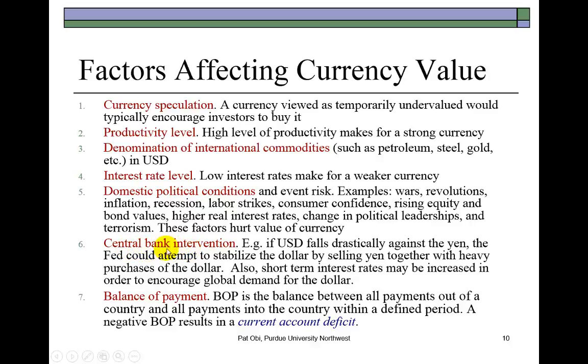Other factors include domestic political conditions and central bank intervention, the most controversial here because this is how countries manipulate their currencies in international trade. If you want to sell more goods to other countries, you do things to weaken your currency, and you can do that by selling your currency to receive the other foreign currency. So if Japan sells the Japanese yen to receive US dollars, it's going to force the Japanese yen to weaken as they sell it in the market, and the value of the dollar therefore to rise if that's the currency they're selling it for.